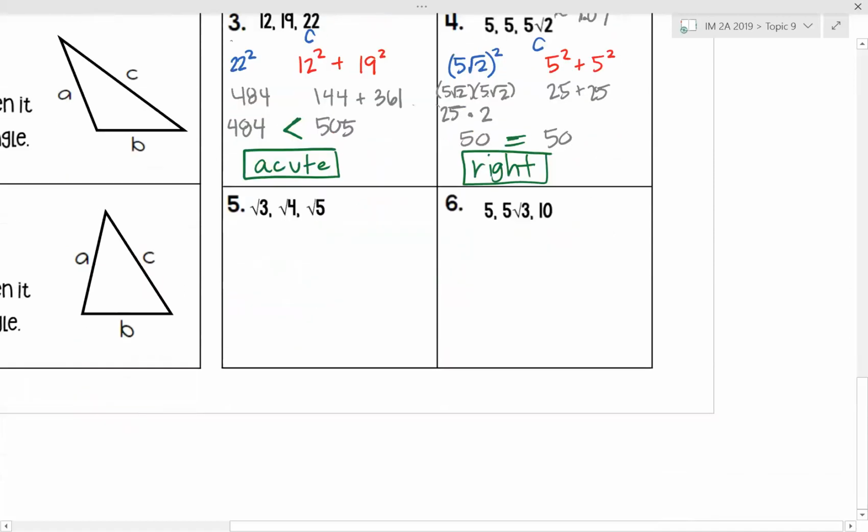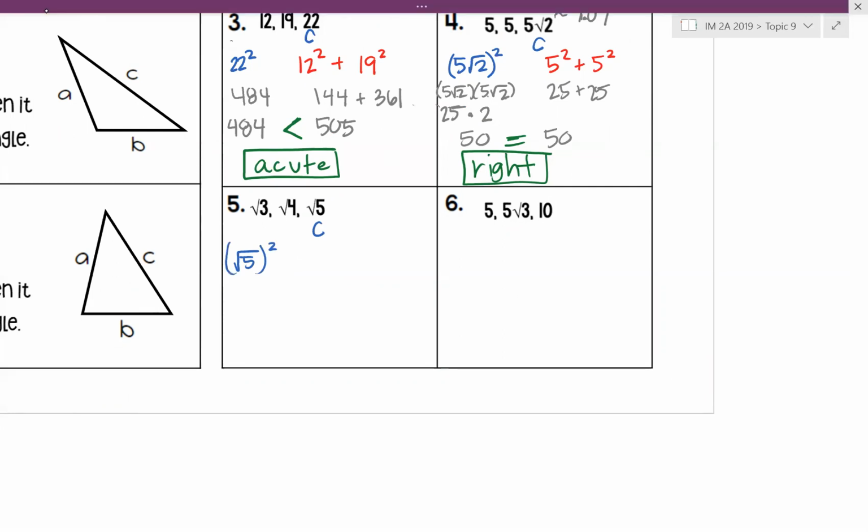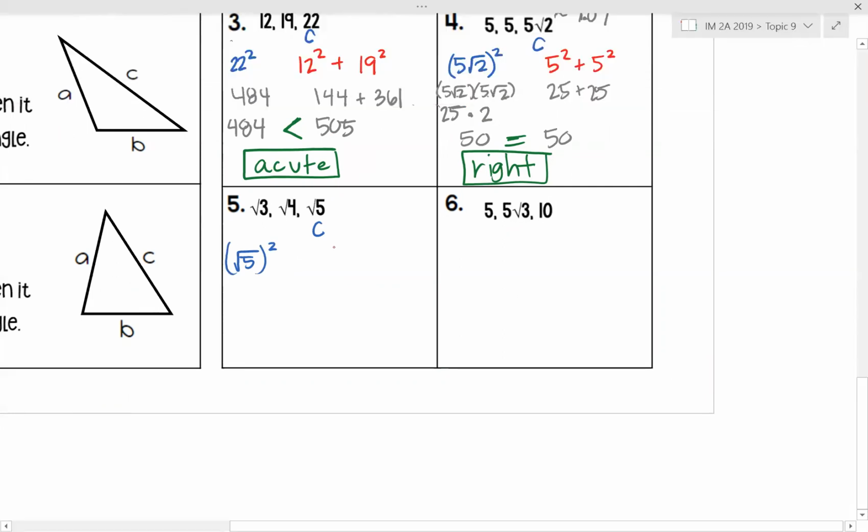For the next one, we have everything in a radical. So I hope that you don't need to use a calculator to figure out which one is the largest. If I have radical 3, radical 4, and radical 5, the one with the bigger radicand is going to be the bigger number. So that means that C is the square root of 5 for this one. And so I'm going to do the square root of 5 squared compared to the square root of 3 squared plus the square root of 4 squared.